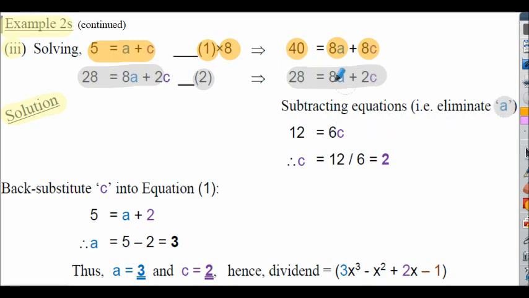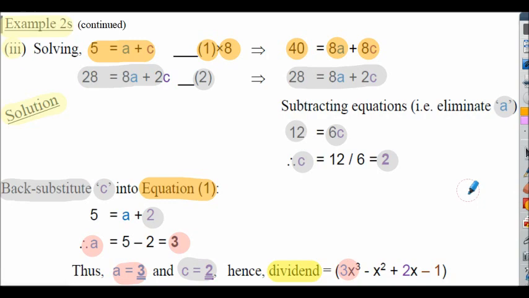This will eliminate a, so 40 minus 28 is 12, 8a minus 8a is 0, and 8c minus 2c is 6c. That evaluates c to be 2, and then back substitute the value of c into equation 1 shown above. Here's c inserted into equation 1 above. We evaluate a to be 3. So in this case a is equal to 3, c is equal to 2. So we can now form our dividend, it's 3x cubed minus x squared plus 2x minus 1.